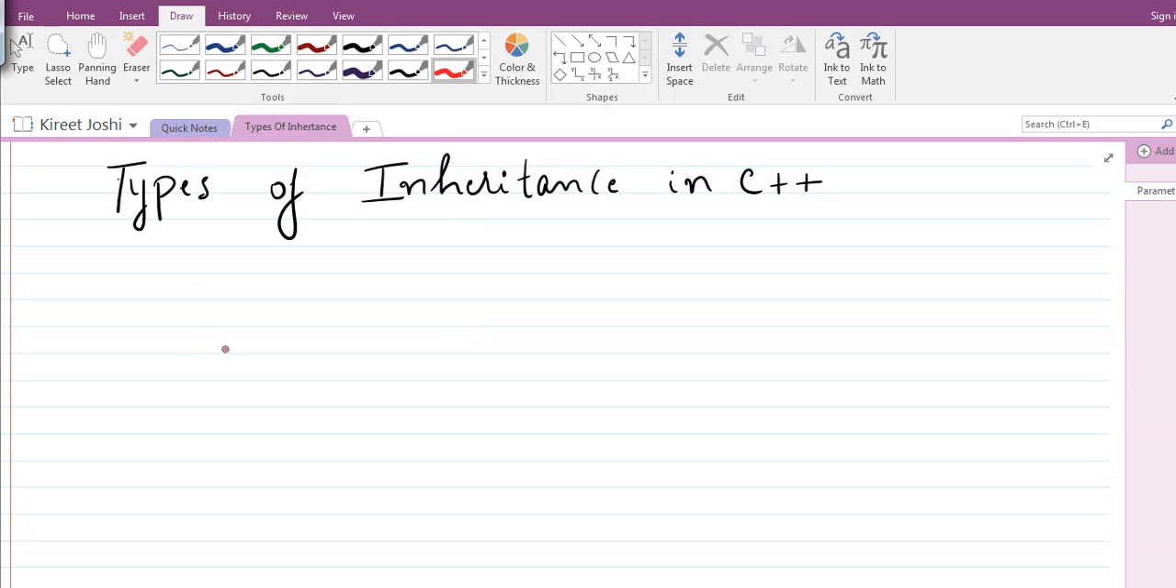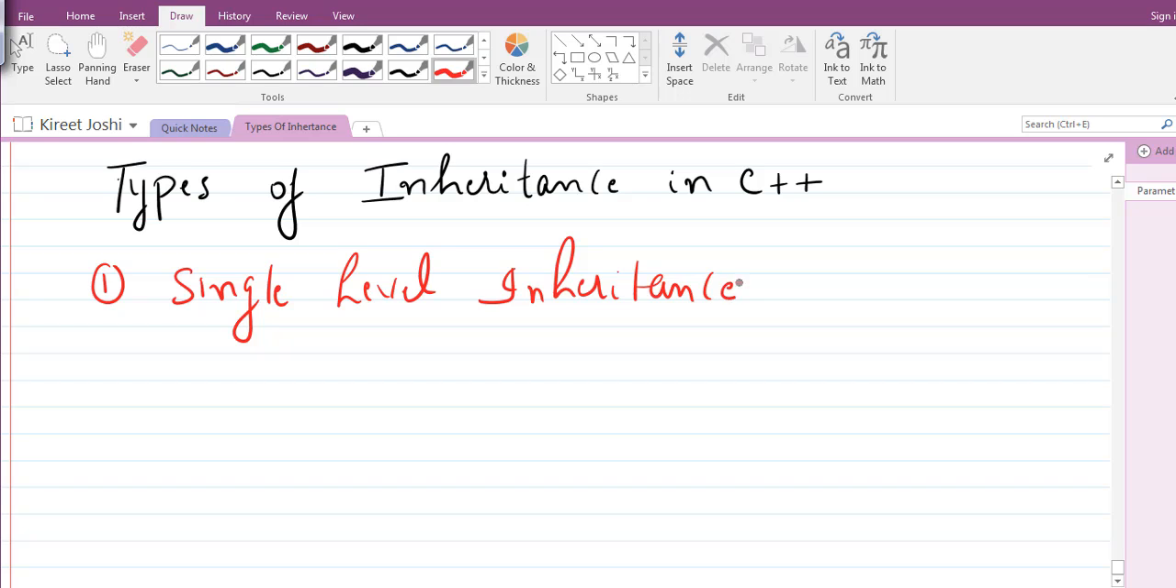So in this lecture we will discuss the different types of inheritance in C++. So the first is single level inheritance. Okay, this is single level inheritance.